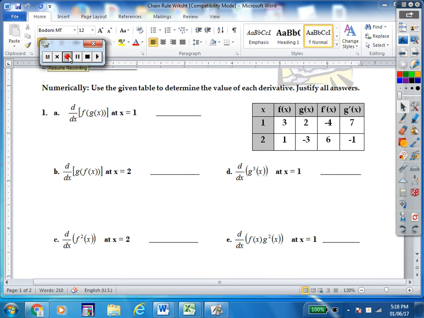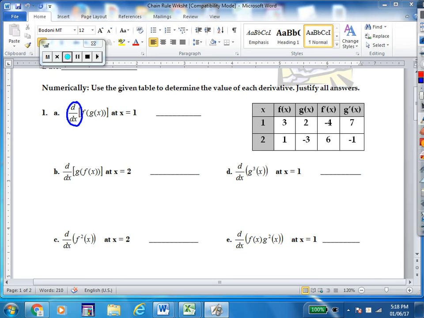Okay, so in this video, I'm going to explain to you how it is that you work with the chain rule numerically. We are given a table of values with several function values for f and g, but we are also given the derivative of f and g when x is 1 and 2. I want to remind you that this d dx thing means take the derivative of whatever is next to me, so it's a command.